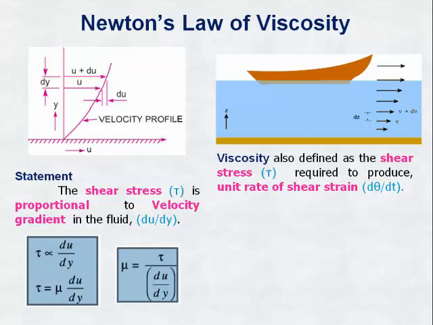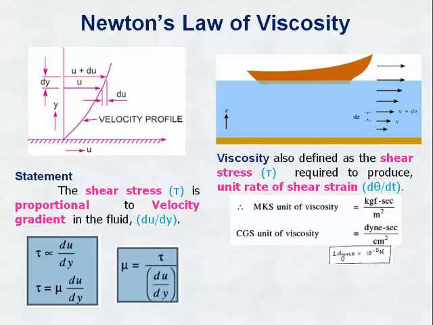We can come to another conclusion statement. Viscosity is also defined as the shear stress tau required to produce unit rate of shear strain, that is tau is also proportional to d theta by dt, the rate of shear strain. We have different types of units. First are the MKS units of viscosity, that is kgf second per meter square, and the CGS unit of viscosity, which is dyne second per centimeter square, where kgf is replaced by dyne and meter square is replaced by centimeter square. Here 1 dyne equals 10 power minus 5 Newton.